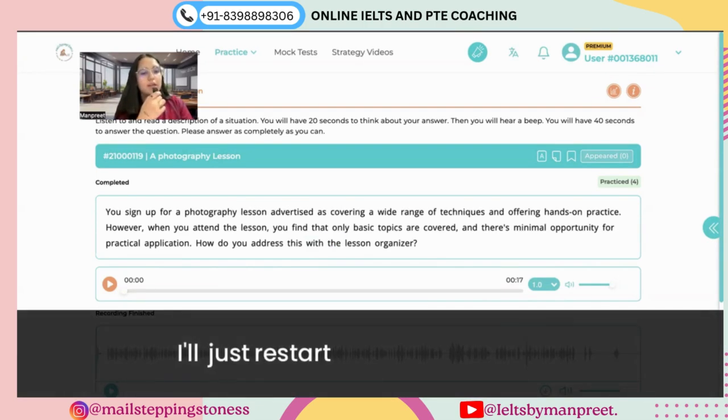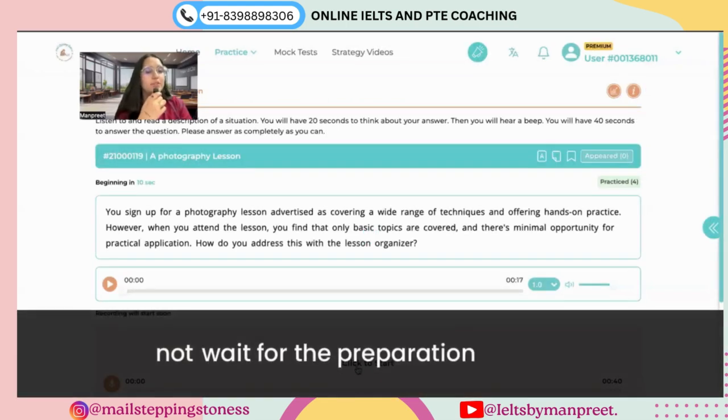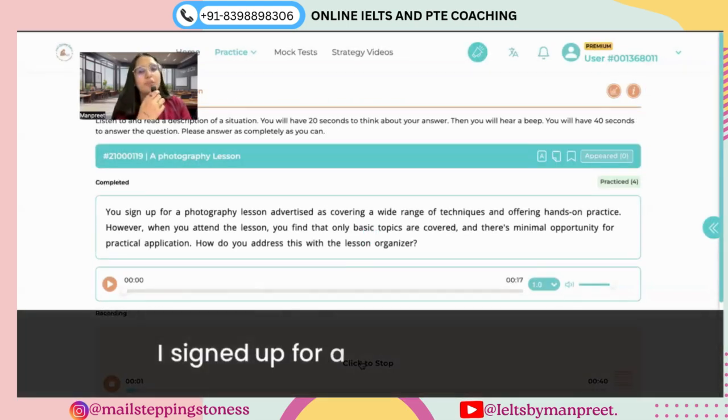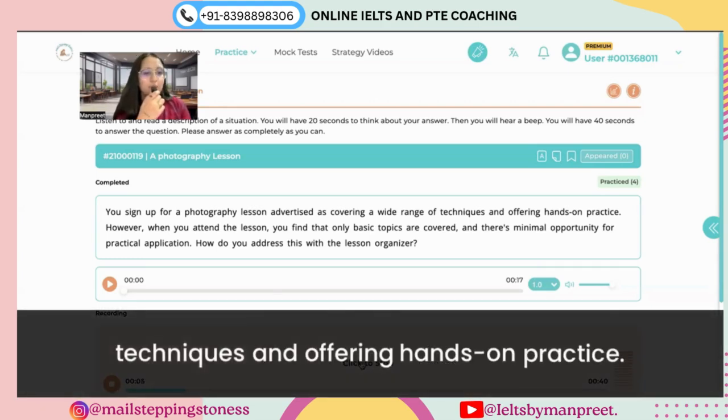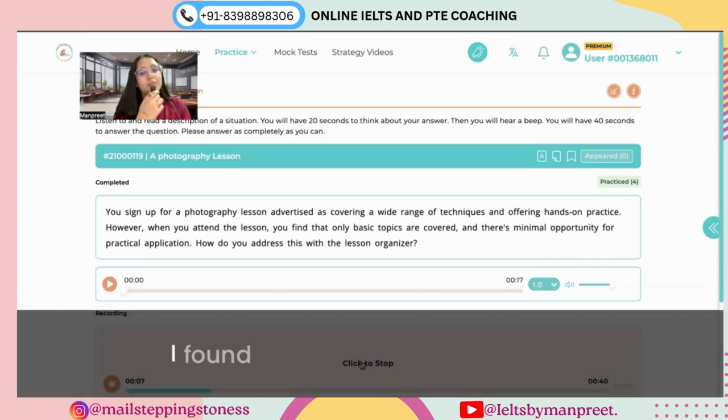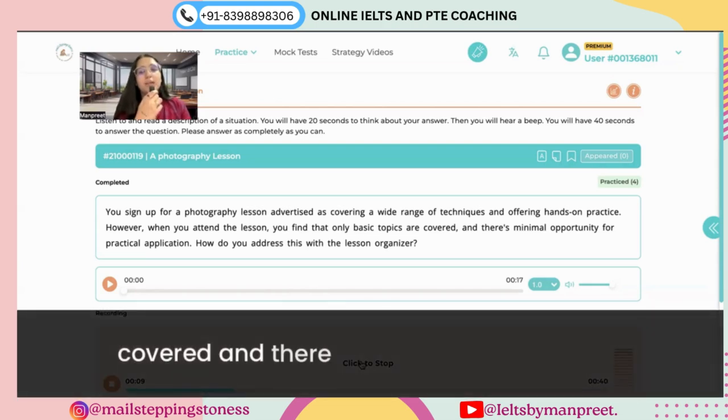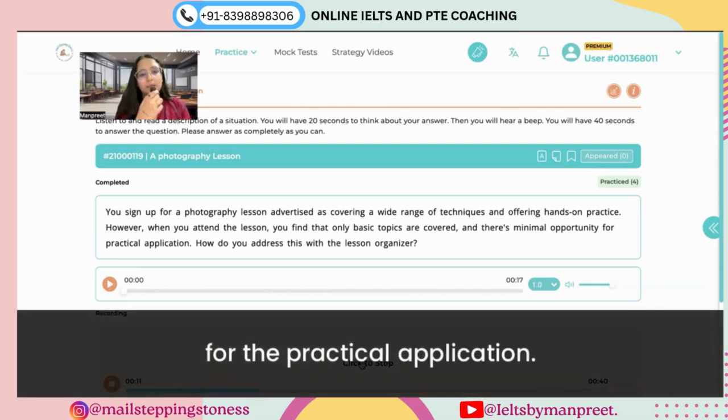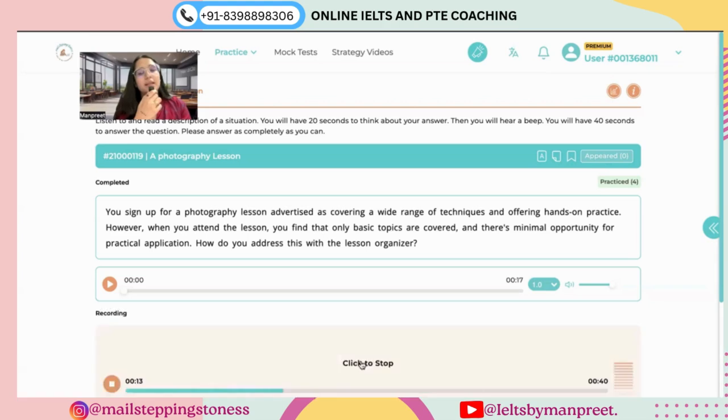So I'll show you one sample answer. I'll just restart the question and I'll not wait for the preparation time, just for you to see the answer. I signed up for a photography lesson advertised as covering a wide range of techniques and offering hands-on practice. However, when I attended the lesson, I found that only basic topics were covered and there's a minimal opportunity for the practical application. How do I address this with the lesson organizer?